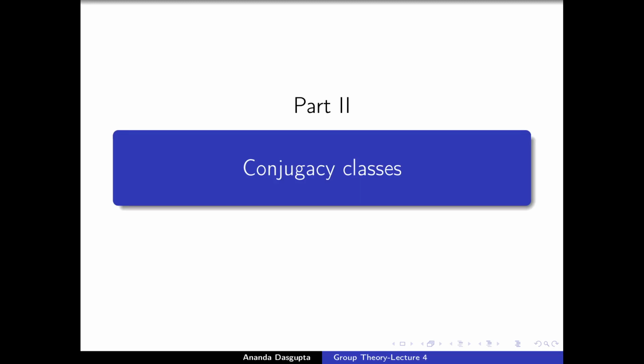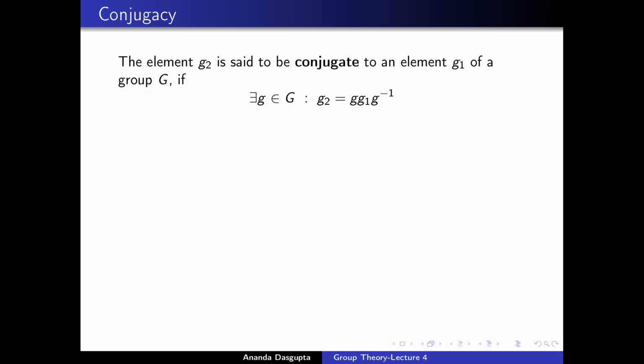First, the notion of conjugacy. The element G2 is said to be conjugate to an element G1, of course, both of these are elements of a group capital G, if there exists in the group capital G some element small g, such that G2 is given by g G1 g inverse. So this particular operation is called conjugacy via the element small g, or is also called more formally an inner automorphism corresponding to the element small g.